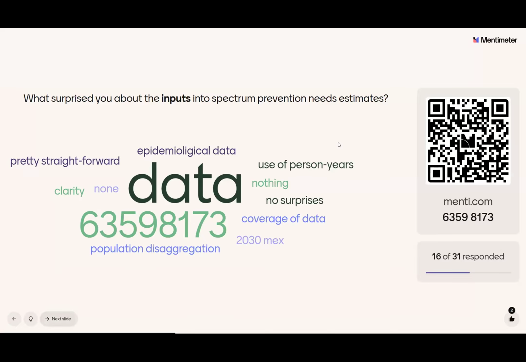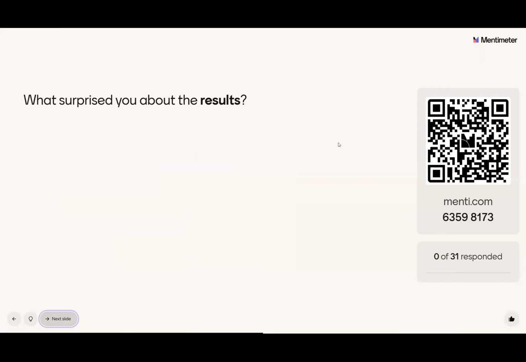The next question is, what surprised you about the results? What surprised you about the results of these prevention needs estimates tools from Spectrum? Let's keep them coming. What was surprising about the results as we're walking through those files, or as John was walking through the files? What was surprising about the results?